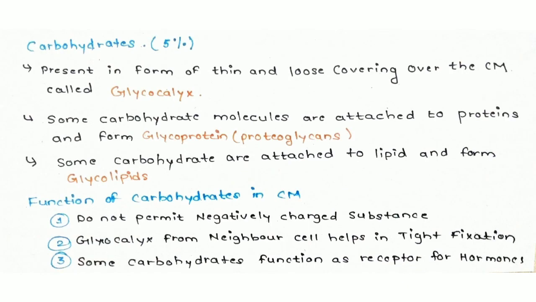Now the last composition of cell membrane, that is the carbohydrates. Carbohydrates make up 5% of the cell membrane. Carbohydrate molecules are present in the form of a thin, loose covering over the entire surface of the cell membrane called glycocalyx. Some carbohydrate molecules are attached to the protein and form glycoproteins or proteoglycans. Some carbohydrate molecules are attached to the lipid molecule and form glycolipids.